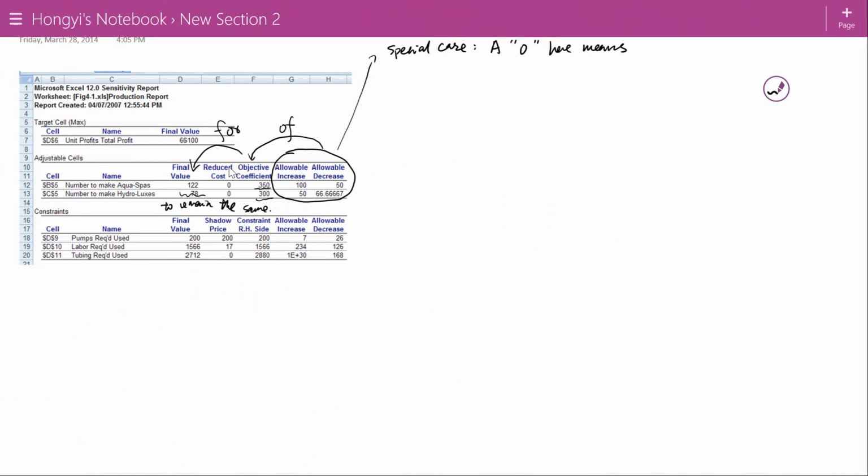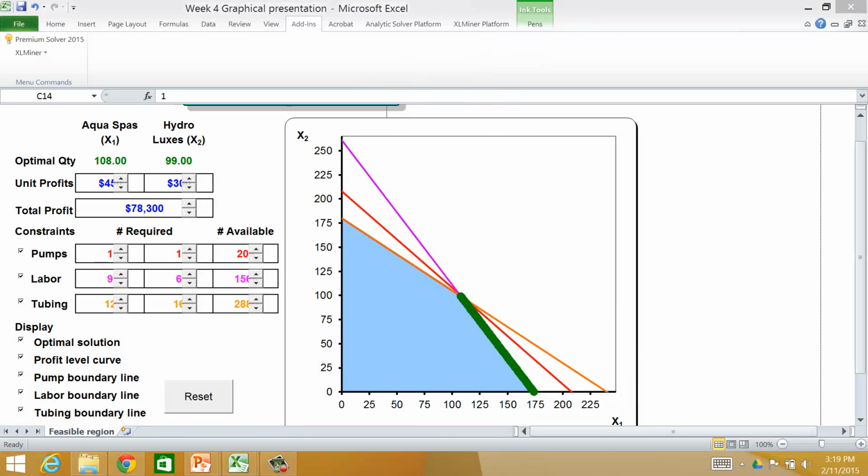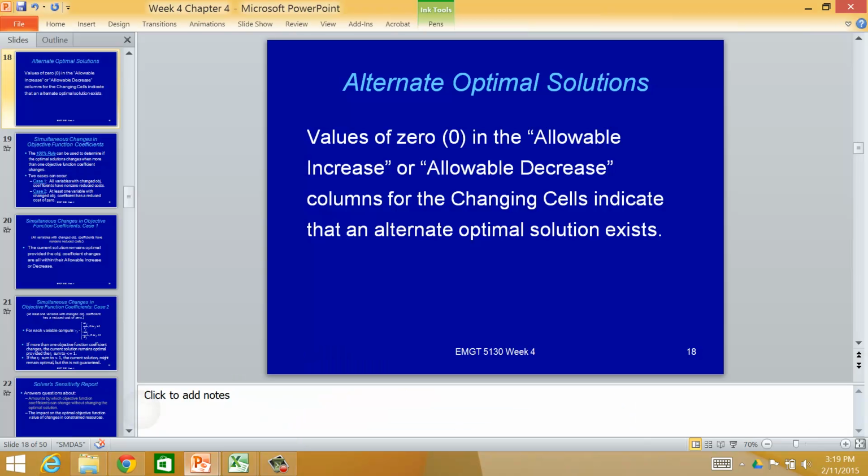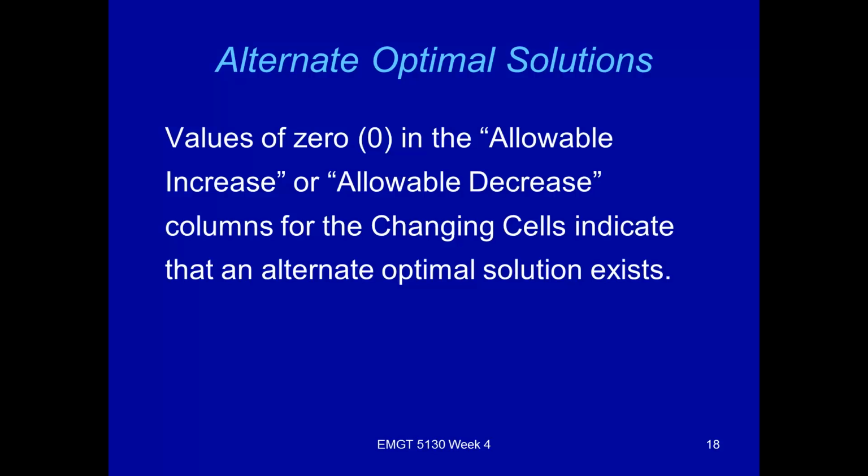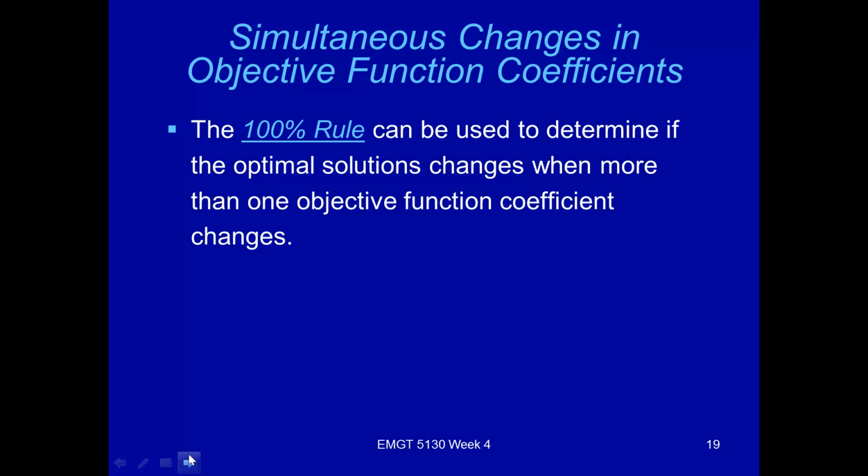Now we go back to here. Okay, any 0 here means an alternate solution exists. So that's what this slide means.